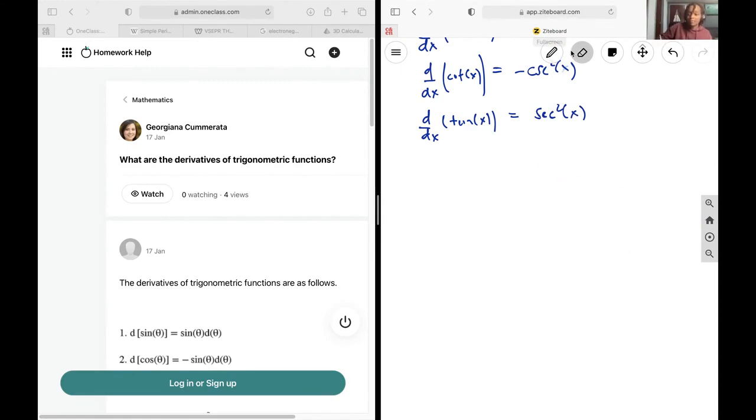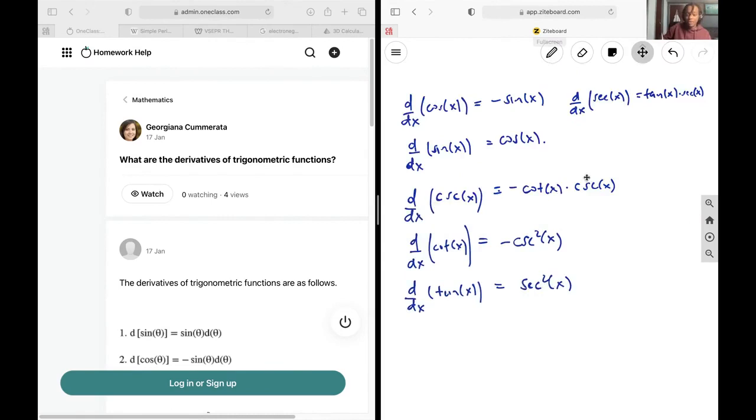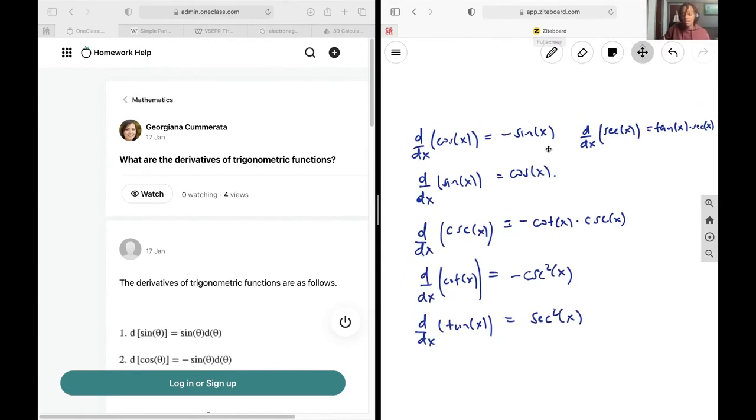And so we have the derivative of cos x is negative sine x, the derivative of sine x is cos x, the derivative of cosecant x is negative cotangent x times cosecant x, the derivative of cotangent x is negative cosecant squared x, the derivative of tan x is secant squared x, and the derivative of secant x is tan x times secant x.